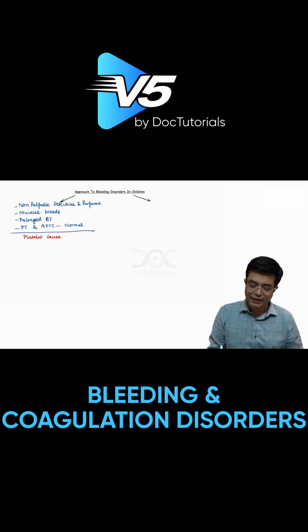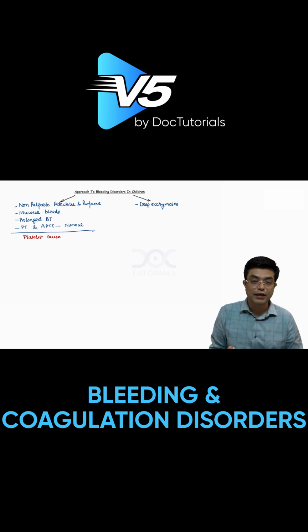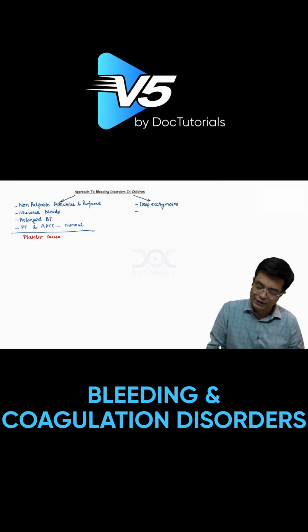On the other hand, in case the examiner says that there is a child with deep ecchymosis. Ecchymoses are large confluent areas. The patient is having systemic bleeds. Systemic bleeds means there are deep-seated bleeds which are happening, particularly hemarthrosis, bleeding inside the joint. Hemarthrosis is bleeding inside the joint, and muscle hematomas.